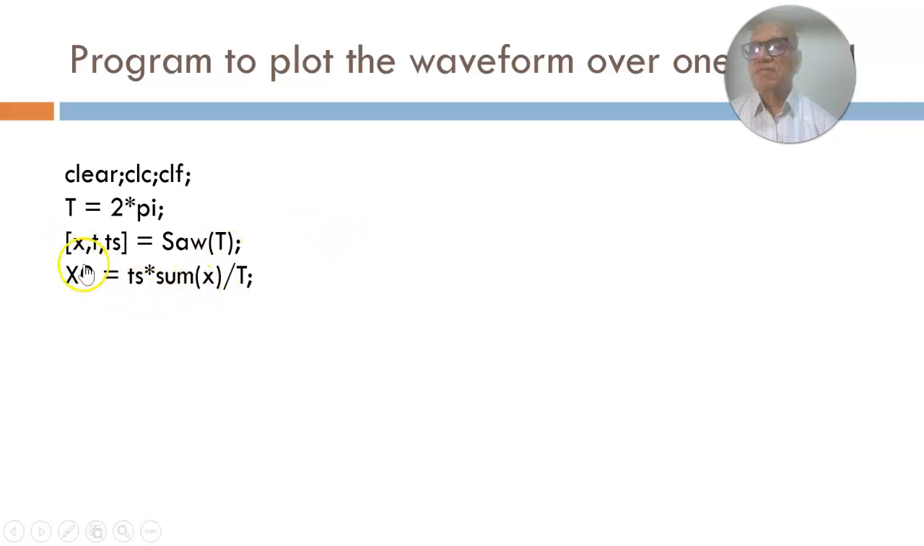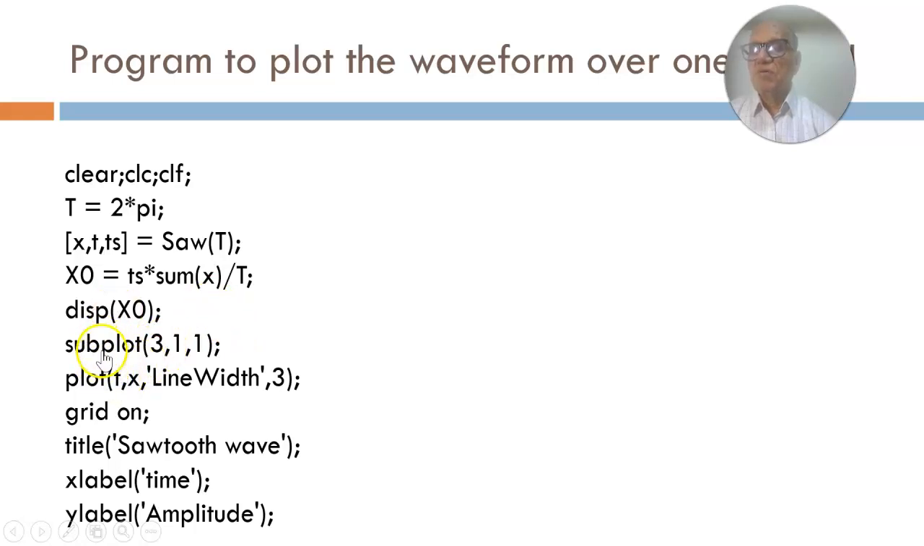So now x is available. You first calculate the DC component by summing x multiplied by ts, which is the integral over one time period, because x itself is defined over one time period. That is why I am saying that this is the area over one time period, and divide it by T and you will get your DC component and you can display it. Okay. Next you want to calculate xn.